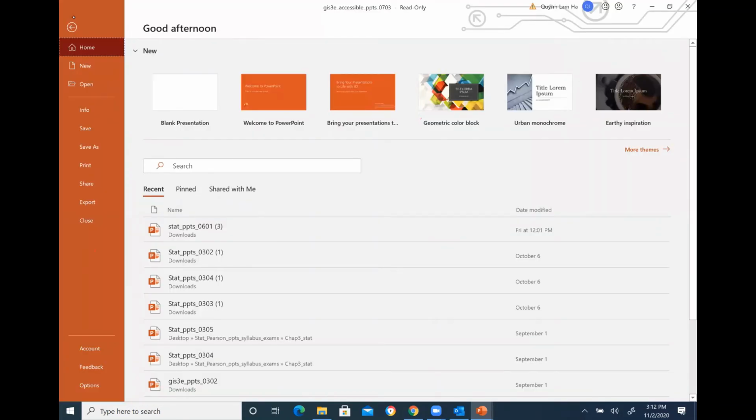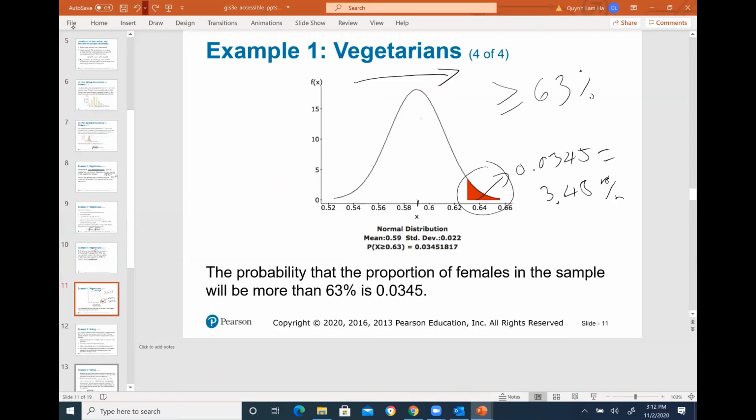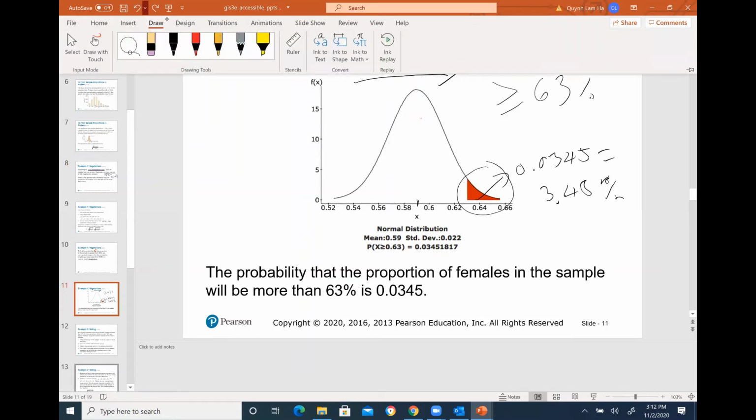Sorry. Okay. I try to erase this. Eraser tool.